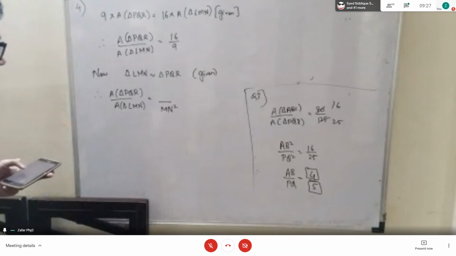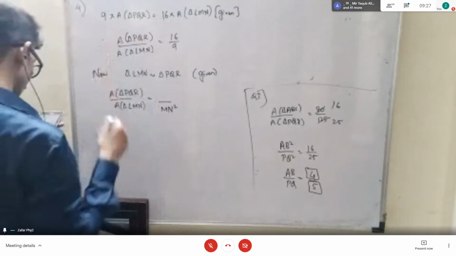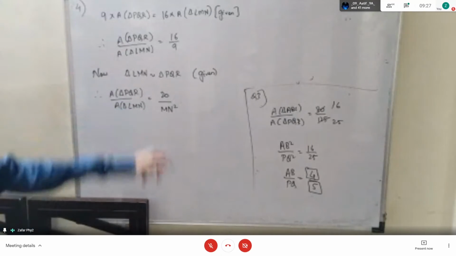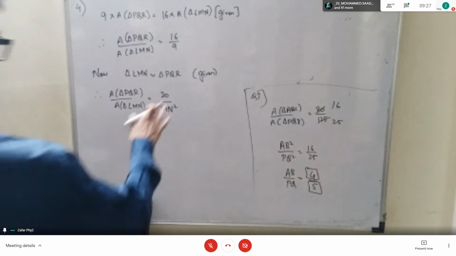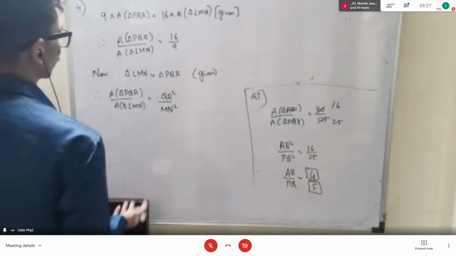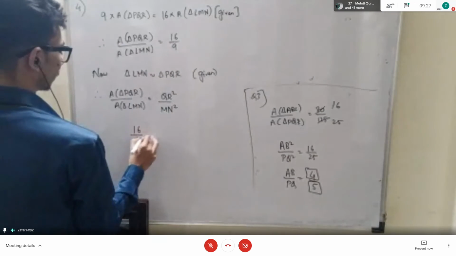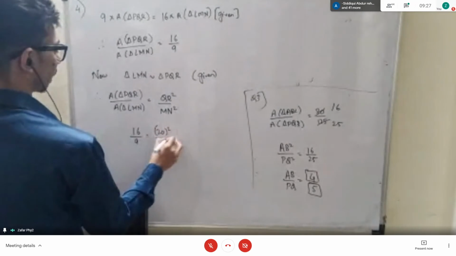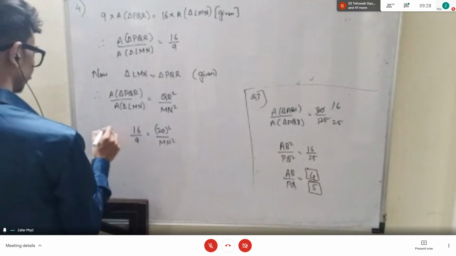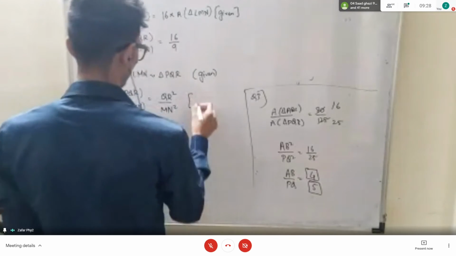So I am writing its square, and from this they have given us QR as 20. Write the question; in the question the value is given, QR as 20. So write here QR square. Now just substitute the value from here. From here put that value 16 by 9, 20 square by MN square. Got this? So taking, okay, reason. Tell me the reason.